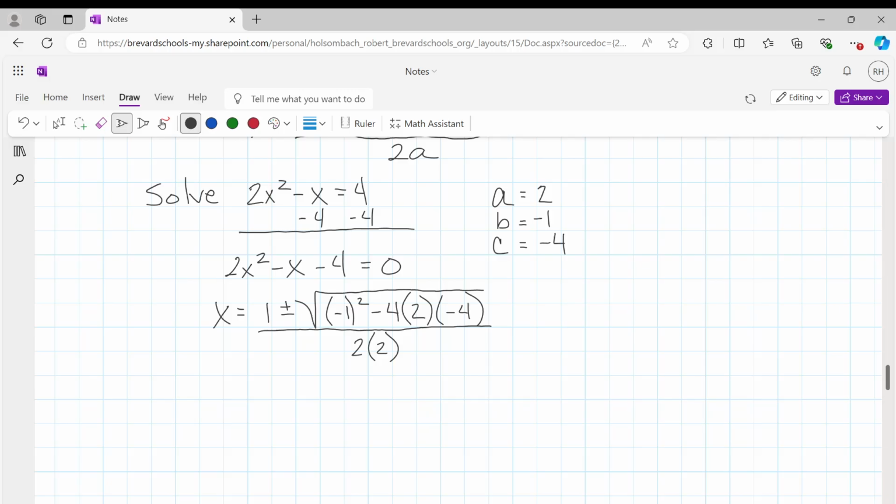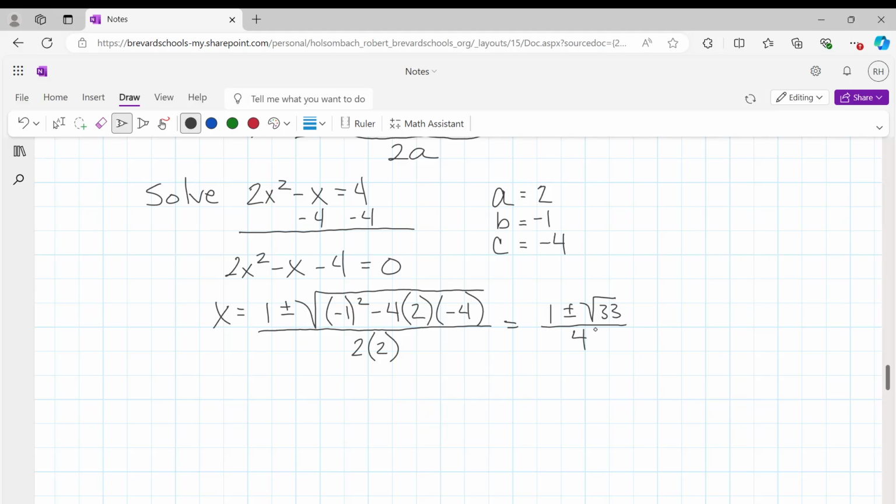Now, if you've got the TI-30XA calculator, you can do everything under the radical in the calculator. So I'm going to move over this 1 plus or minus, and then I'm going to take 1 negative and hit x squared minus 4 times 2 times 4 negative, and I'm going to hit equals, and I get square root of 33. And that's all going to be over 4.